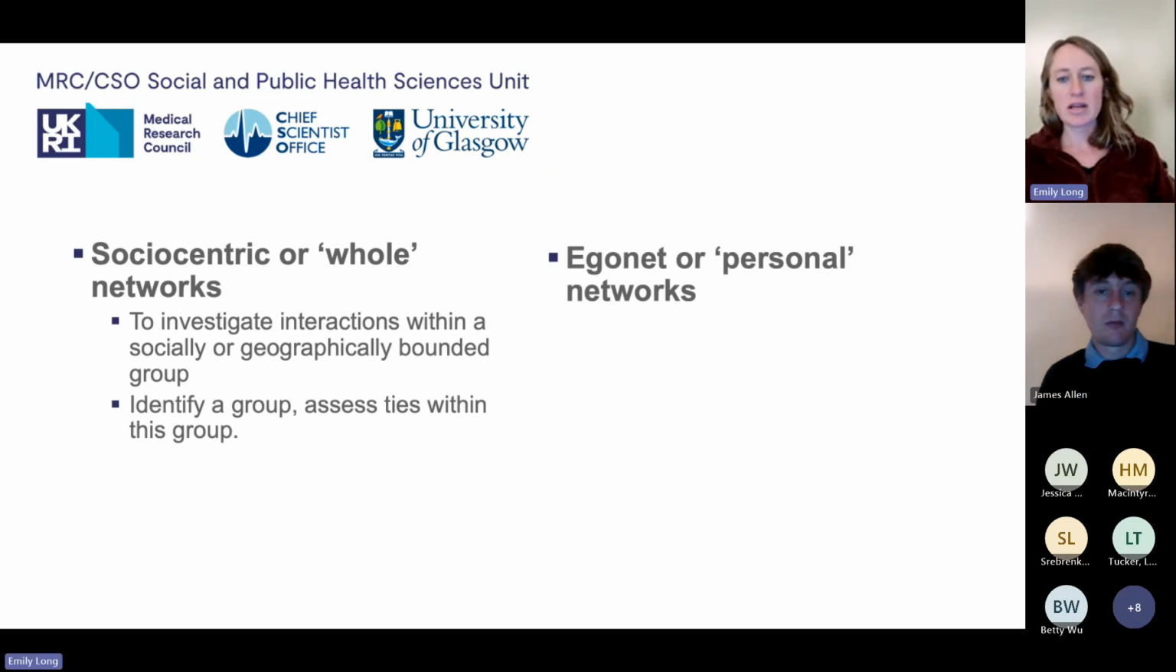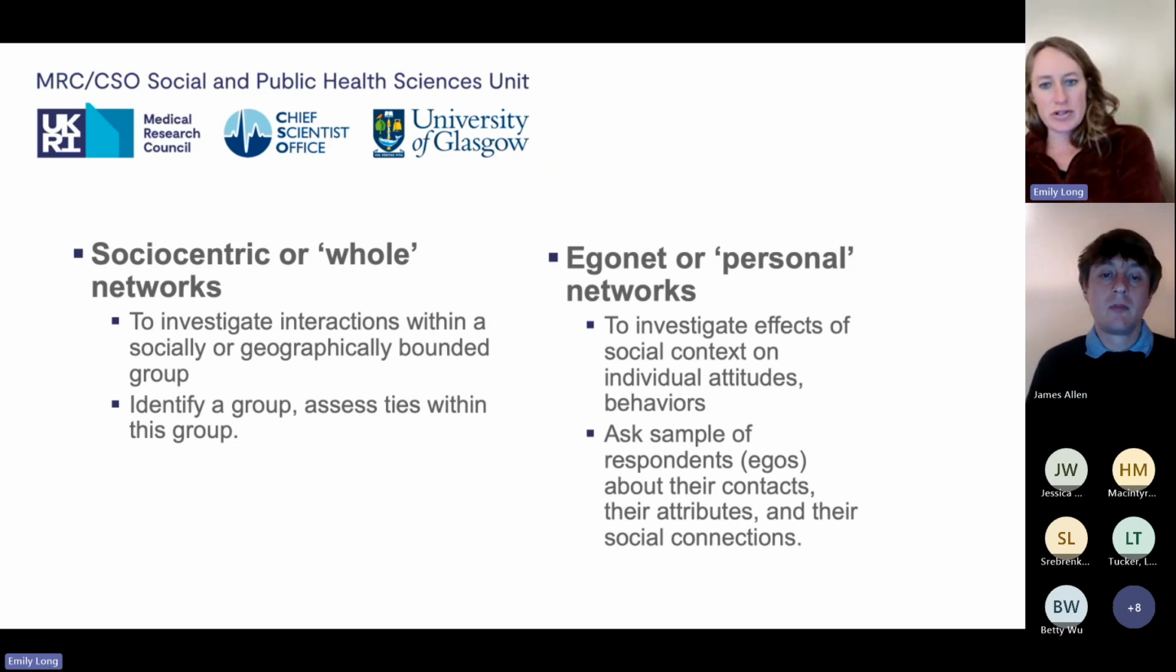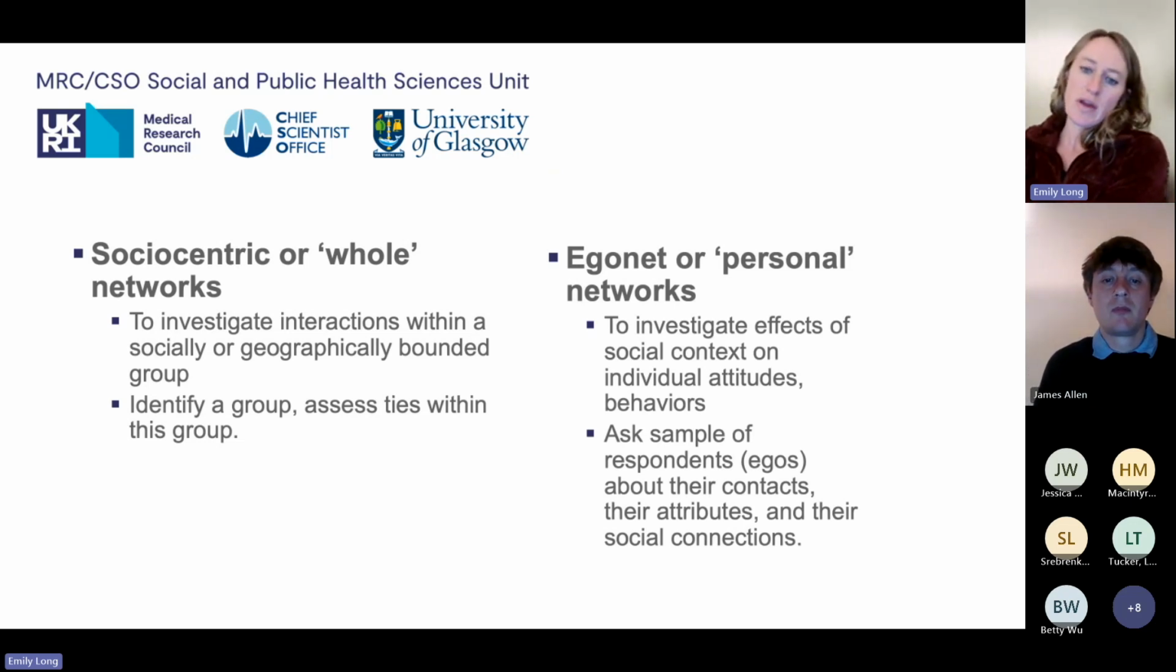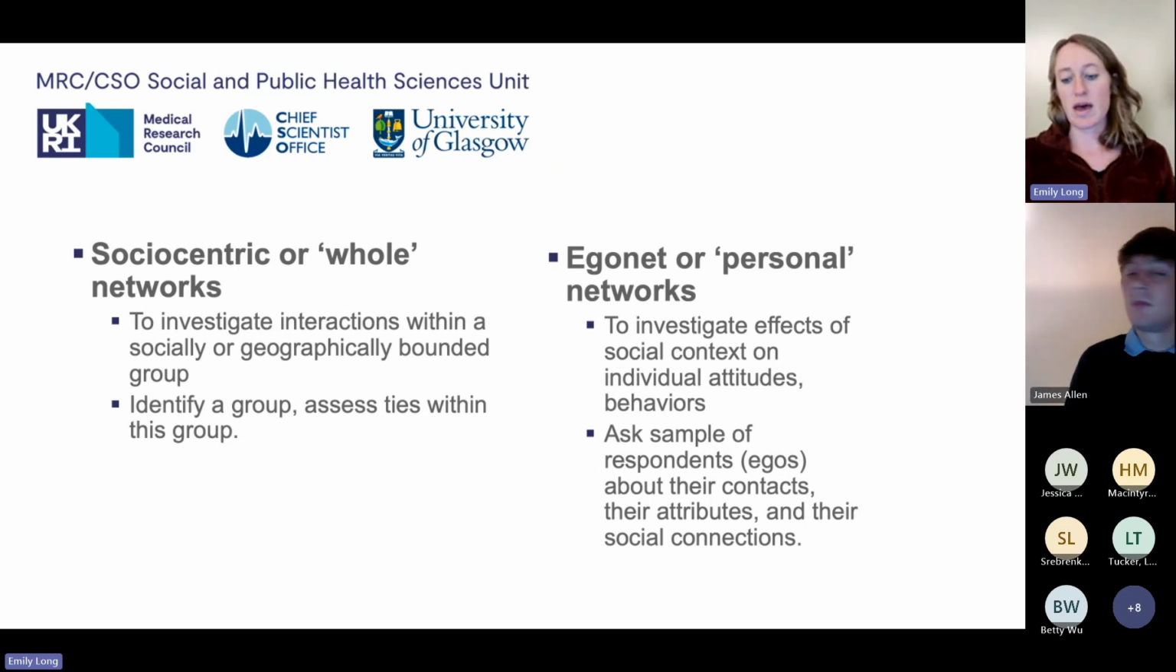On the other hand, an EgoNet or a personal network is more similar to a traditional survey. This type of network is used to investigate the effects of someone's social context on their individual attributes or behaviors. So you would ask a sample of participants, egos, about their social contacts, and then collect information about their attributes and the social connections within that personal network.